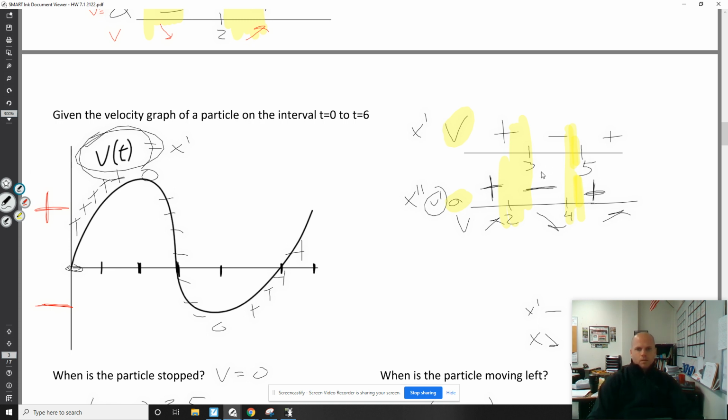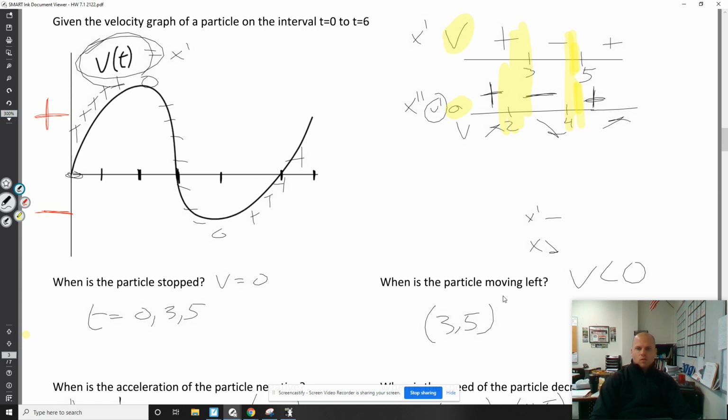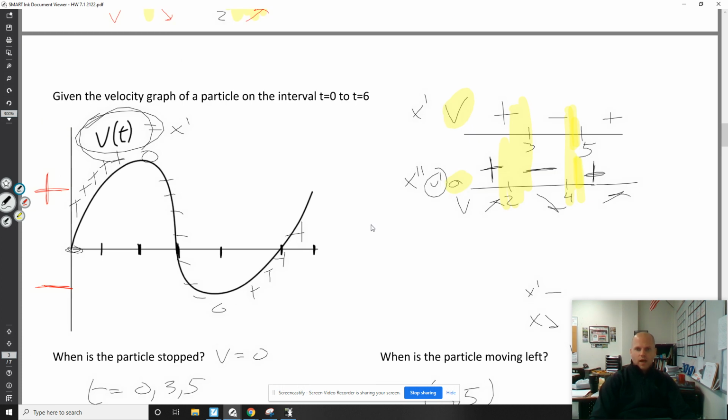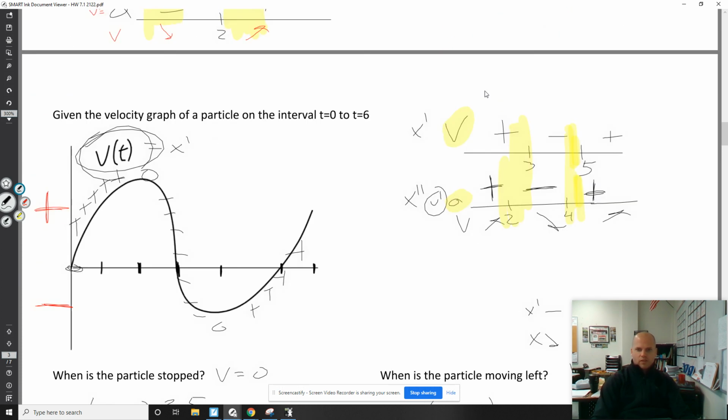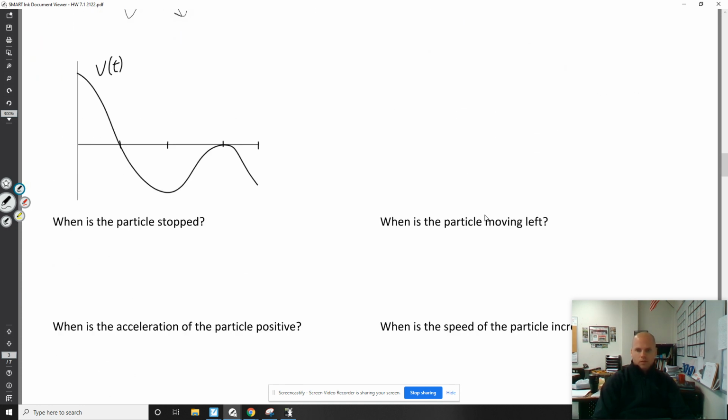Okay. Particle stopped, 3 and 5. Moving left, 3, 2, 5. Velocity is negative. Acceleration negative when V is decreasing, 2 to 4. Speed. Okay.